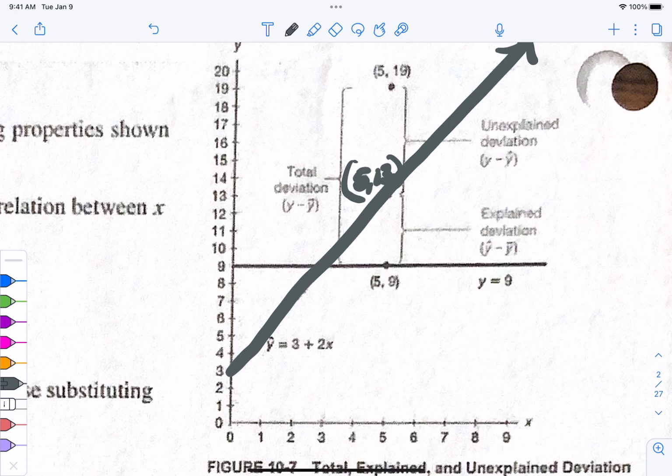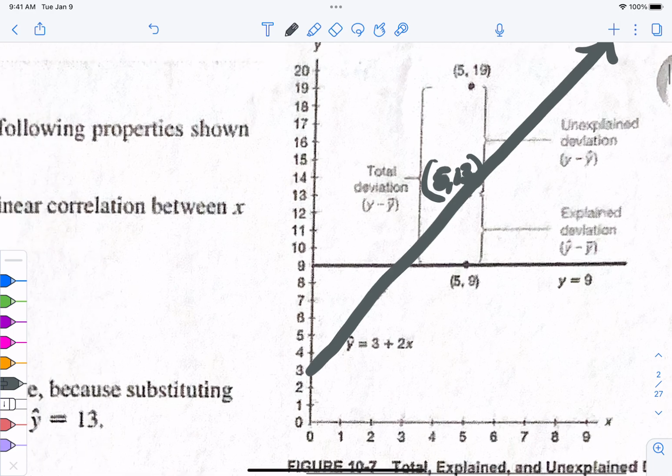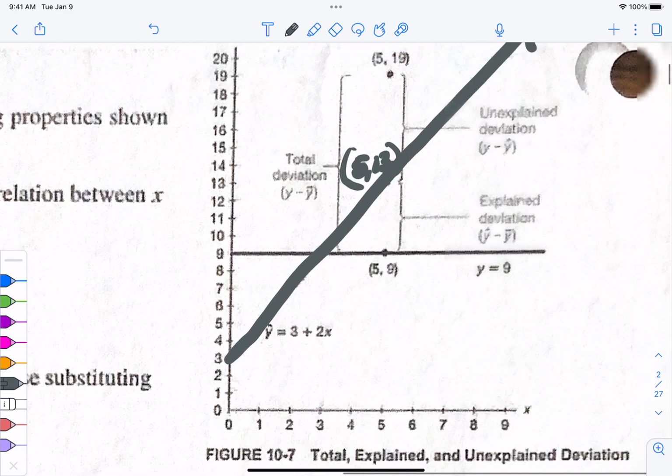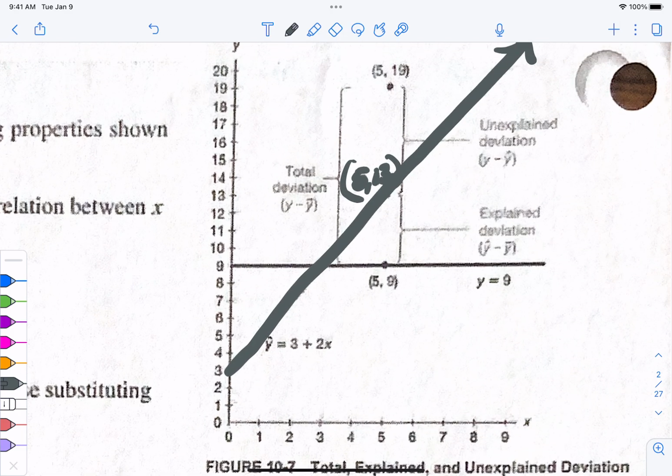Now, if I plug in and do the y hat value, or actually y bar, which is the average of the y's. If I average all of these y values together, they average out to be 9. So they've drawn a line right here, and that is my line. Now, we have something called explained variation and unexplained variation.